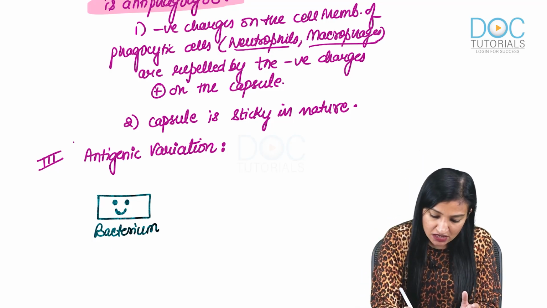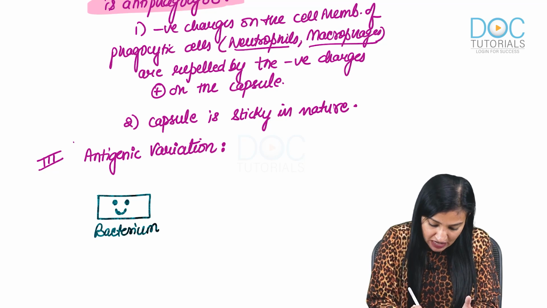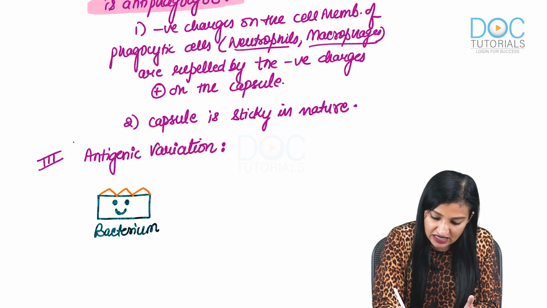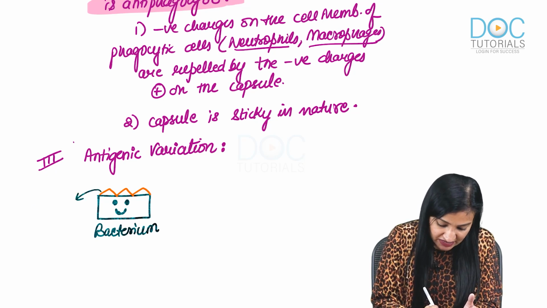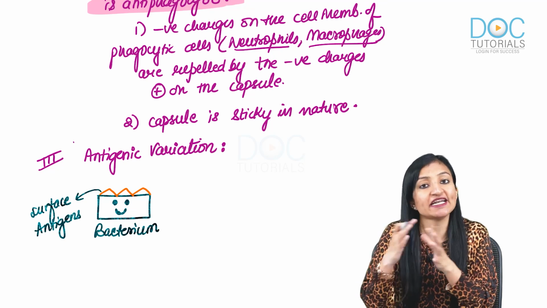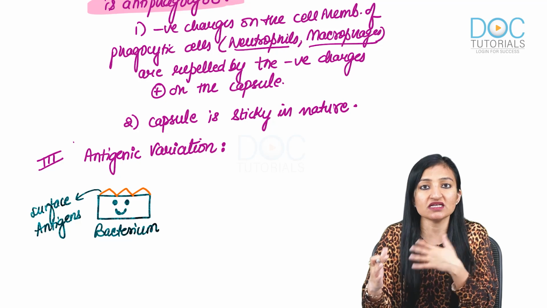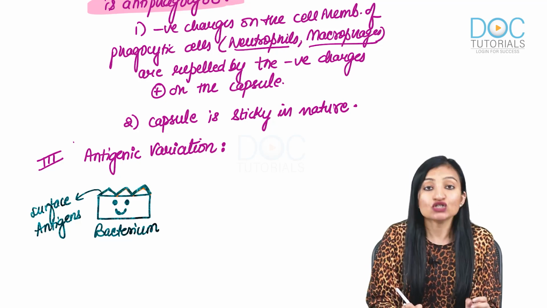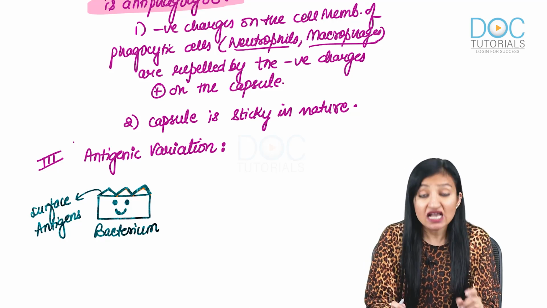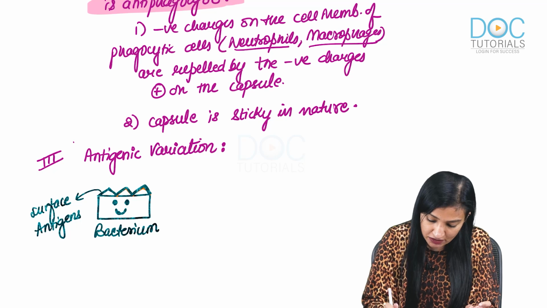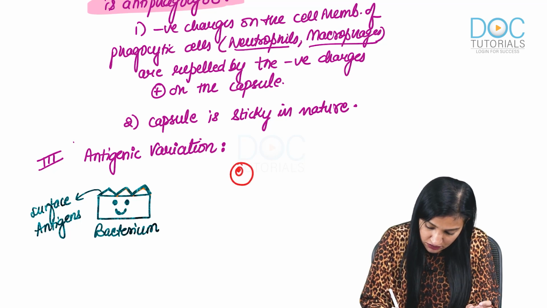So for example, suppose this bacterium has got these triangles on its surface. These are the surface antigens, right? Antigens are nothing but foreign substances which irritate the immune system so that the immune system is able to produce antibodies. So guys, what will happen? These triangles are the surface antigens. When this bacterium infects a person, the person will respond.